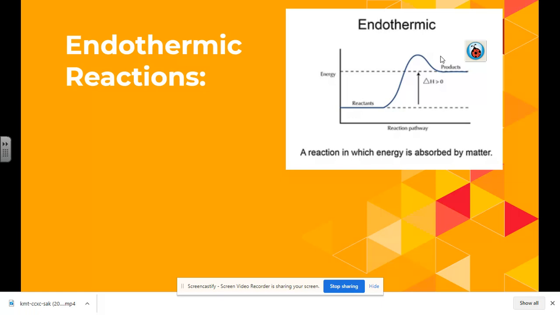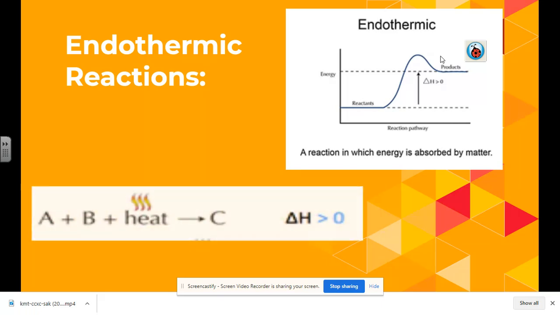Endothermic reactions, guys, you're going to need to know this graph. You have got to be able to recognize this graph as being endothermic. See up there where the product side is higher in energy than the reactants. You need to write that down in your notes. Where it says delta H, we're going to get back to that in a minute, but that's greater than 0. If you have a delta H, or an enthalpy change, of a number bigger than 0, we're going to call that an endothermic reaction.